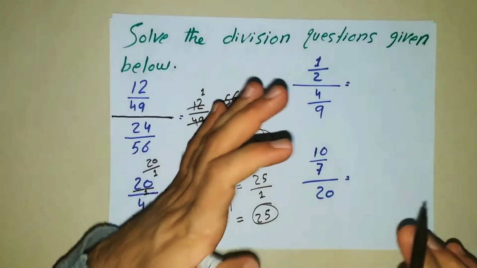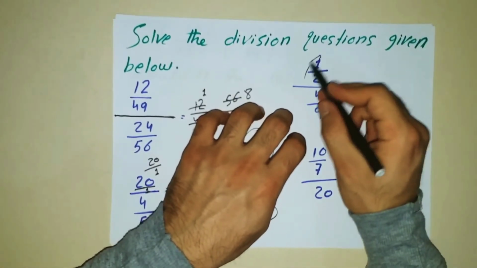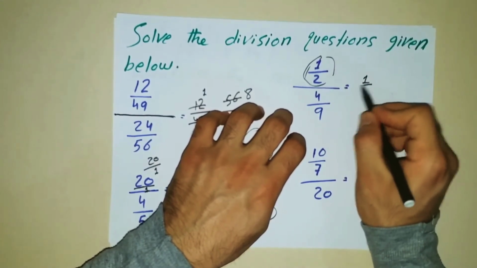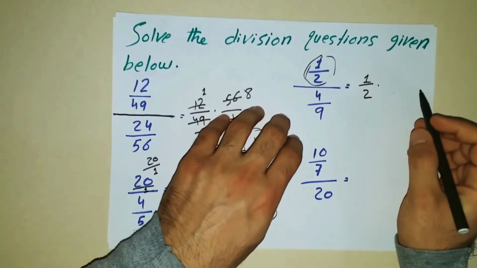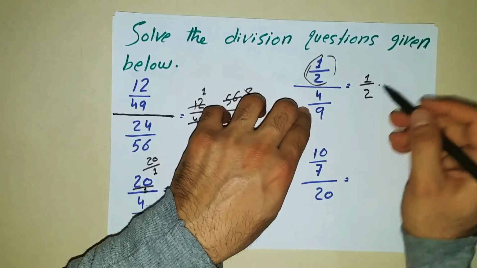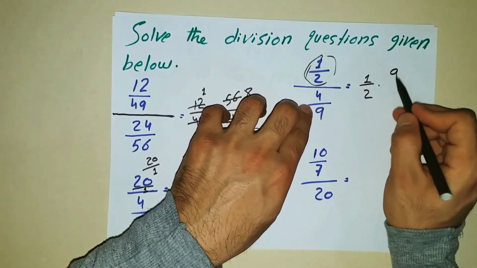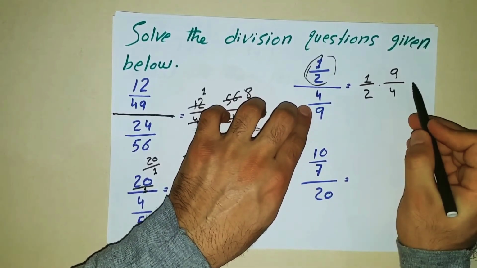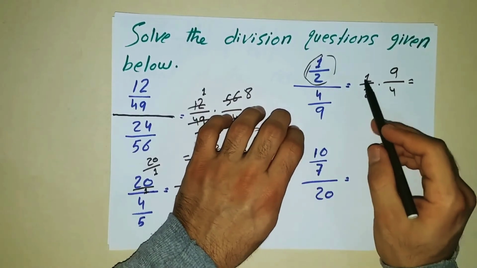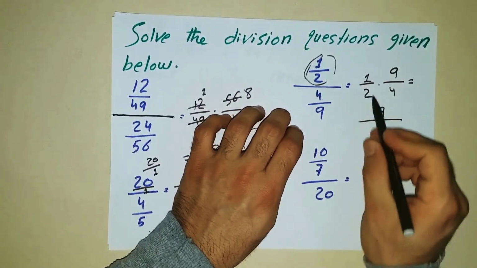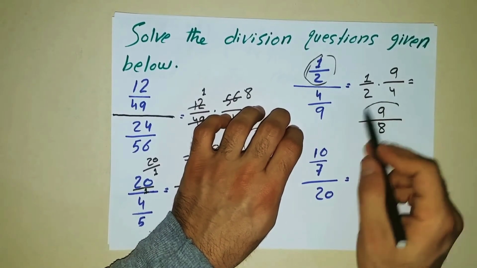Let's come to this question. The first fraction will be the same, 1 by 2, and multiply by the opposite of the second one. If it is 4 by 9, it will be 9 by 4. Now you can multiply them. 9 multiplied by 1 is 9, and 2 multiplied by 4 is 8.